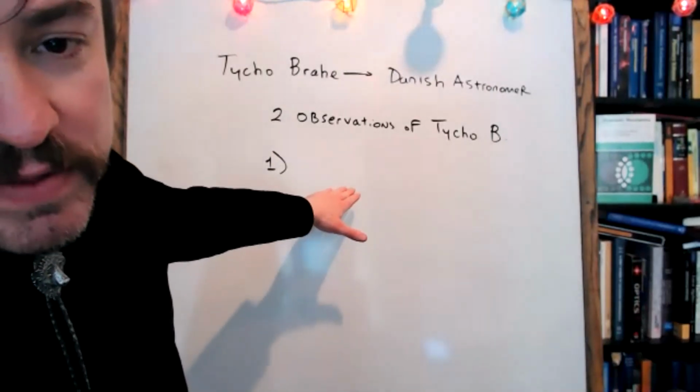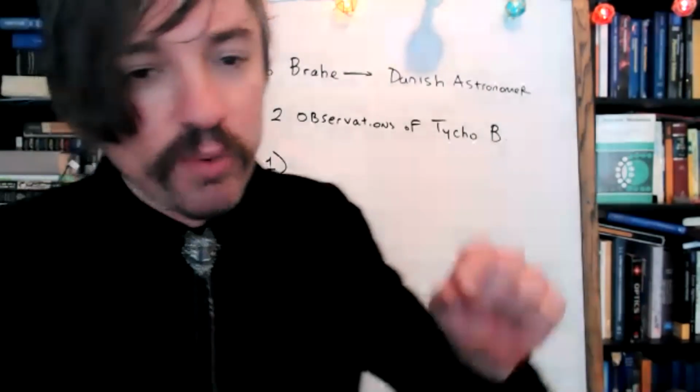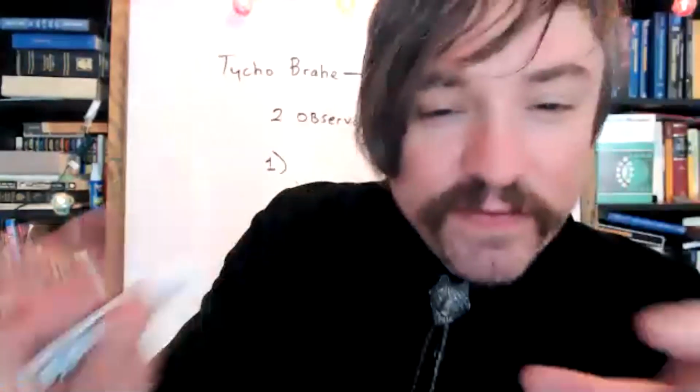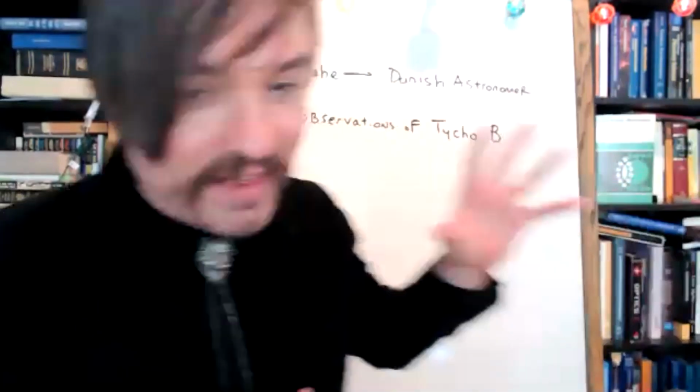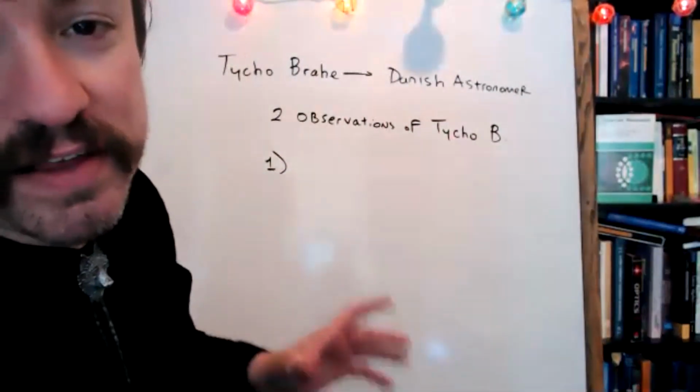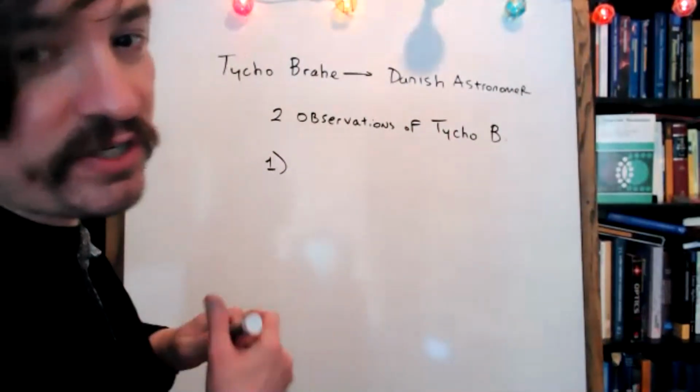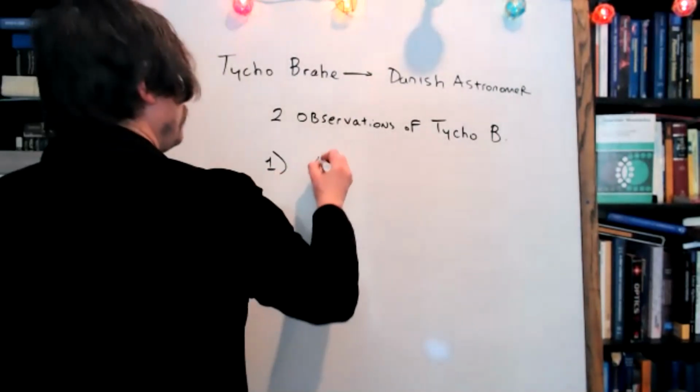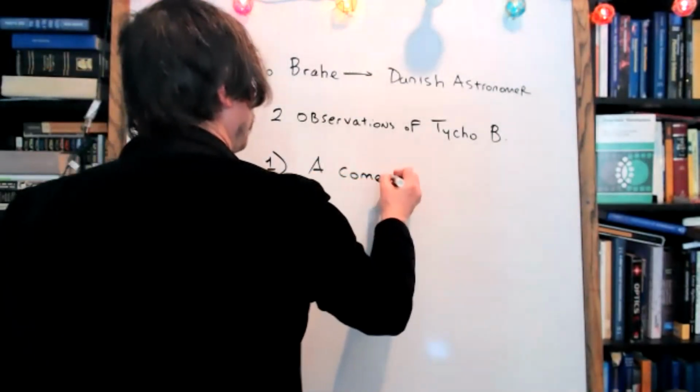Let's talk about the two observations that Tycho Brahe made, which convinced him that even if the Earth was the center of the universe, which of course it is not, the Greeks could not have understood the cosmos the way he did, because he saw two wild and wacky things. The first thing that he saw was a comet.